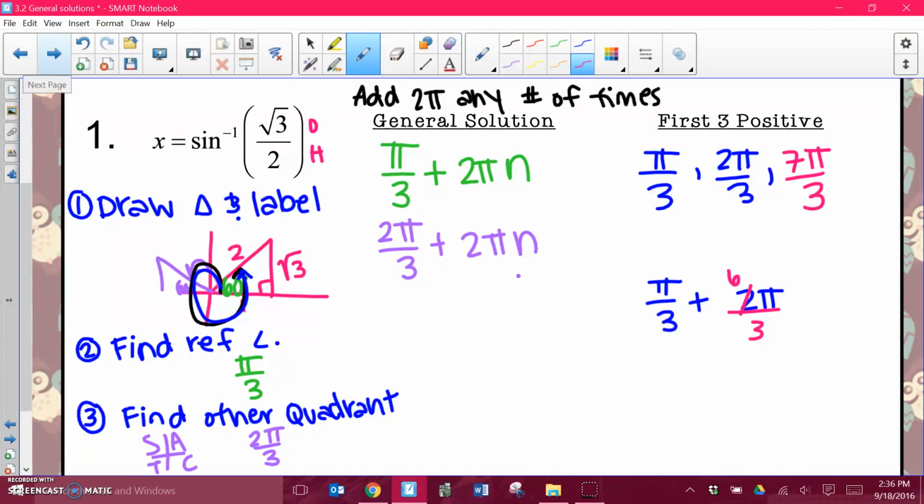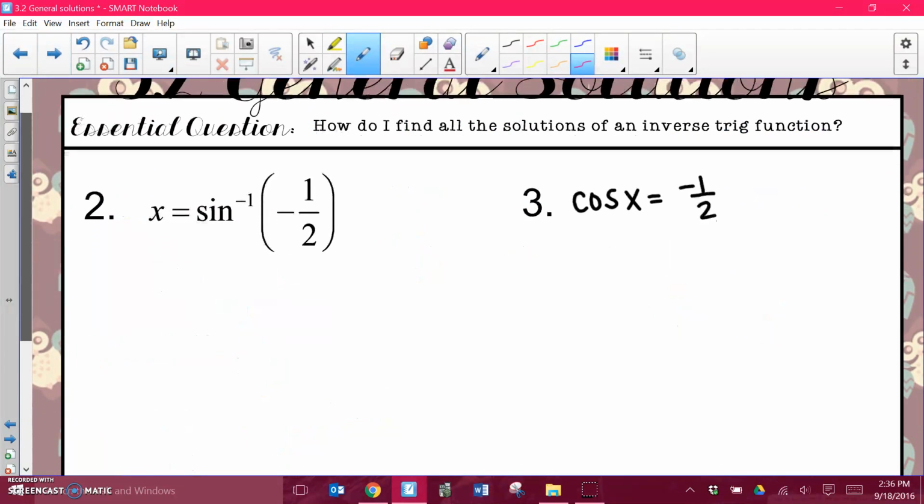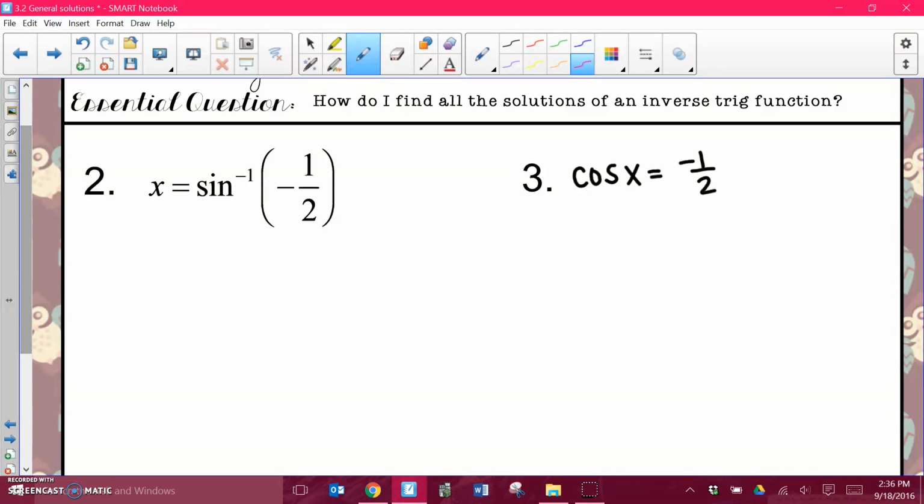Let's look at another example. Okay, so now we have this one. We have x equals the inverse sine of negative 1 over 2.